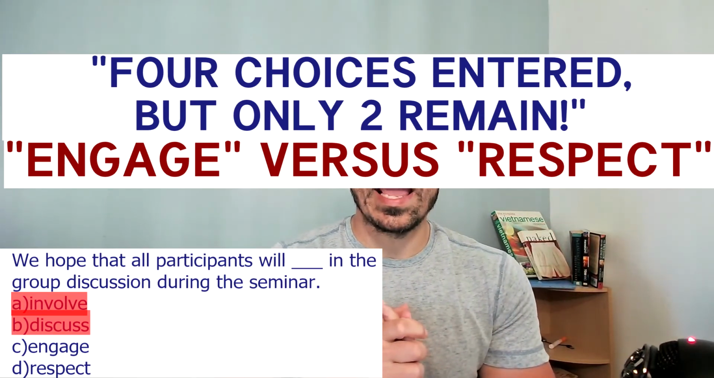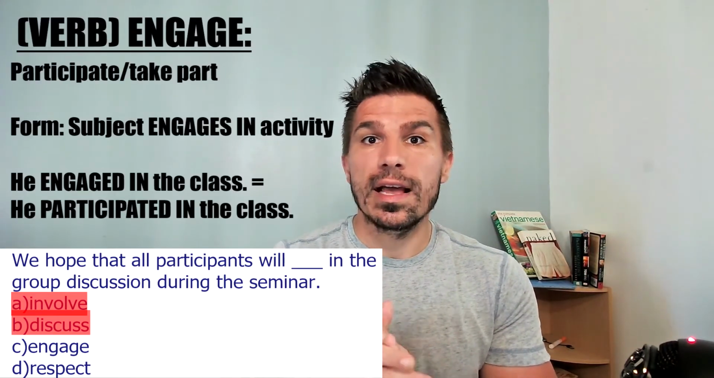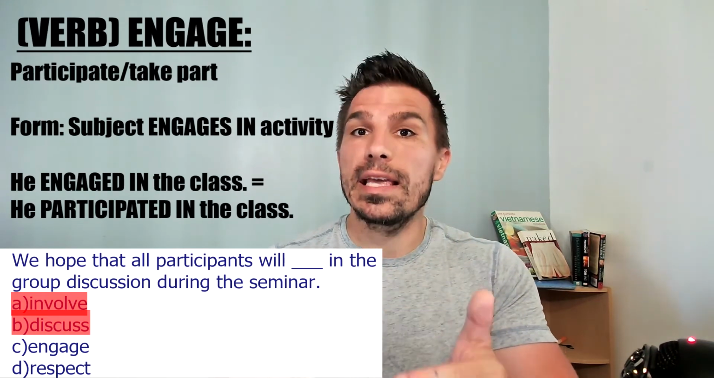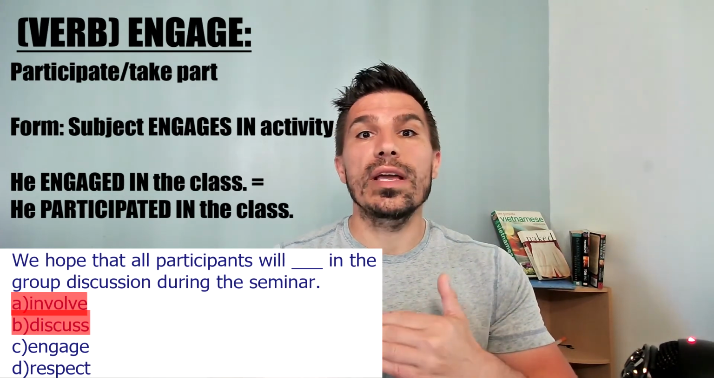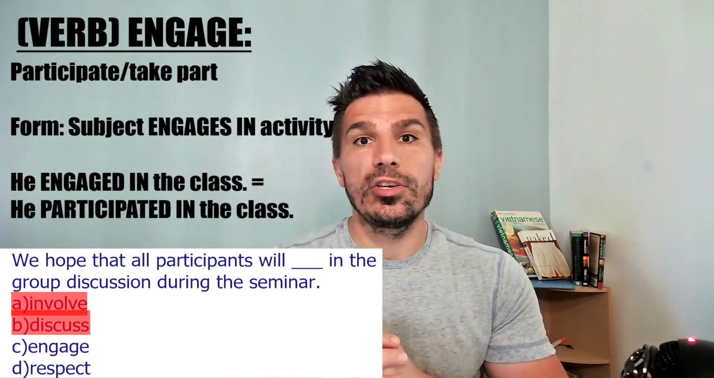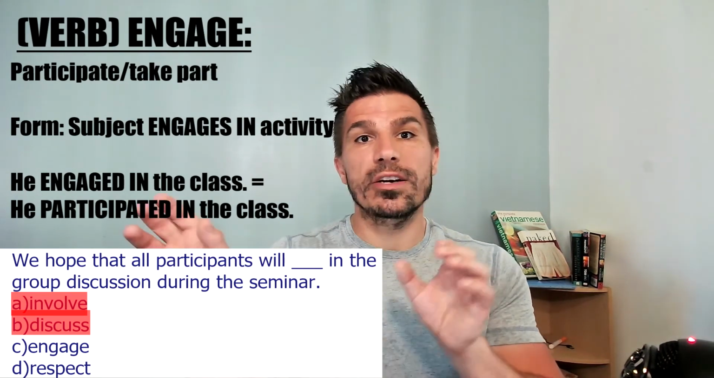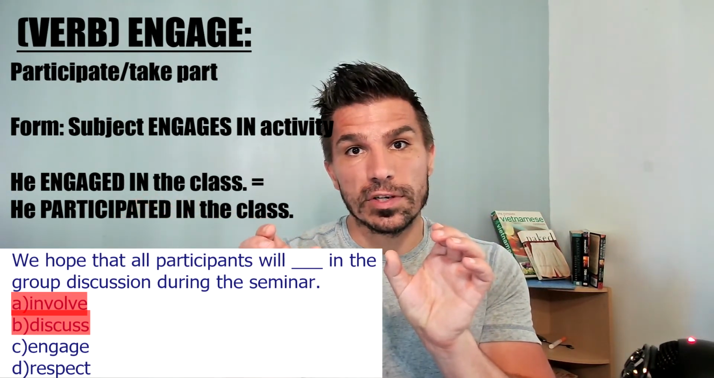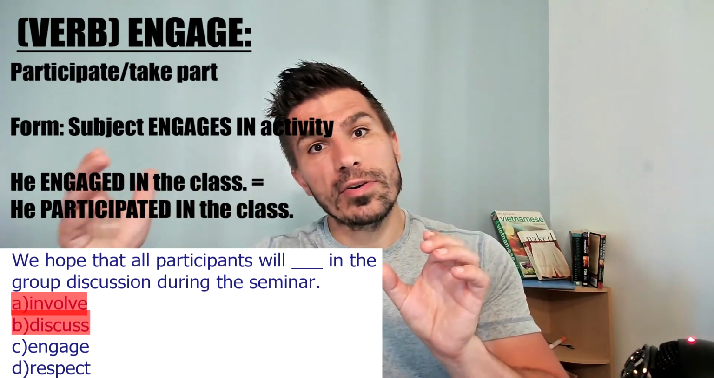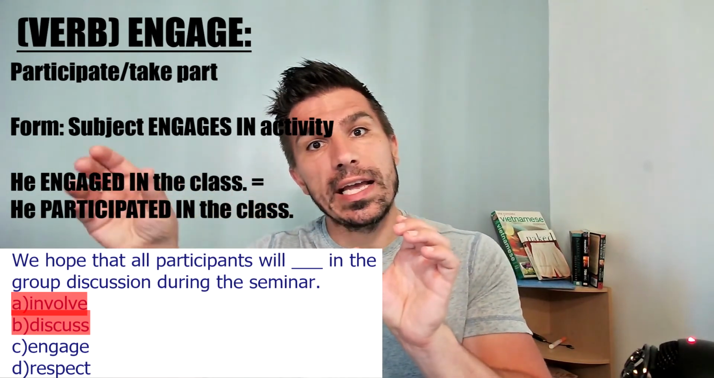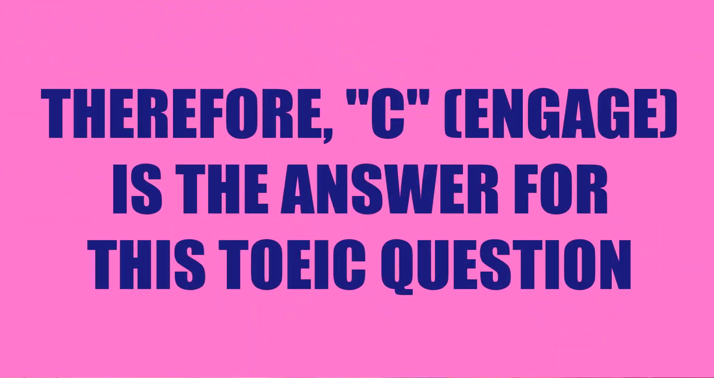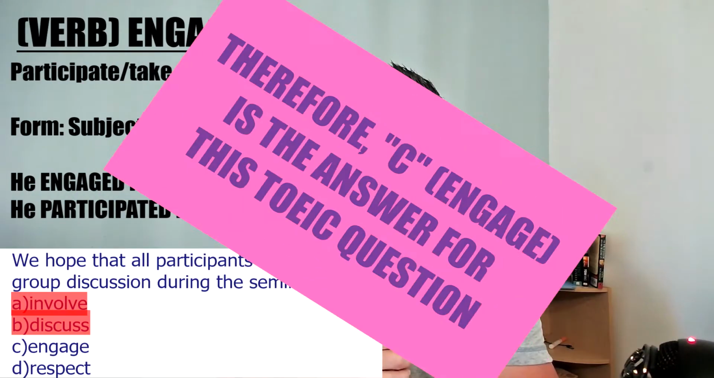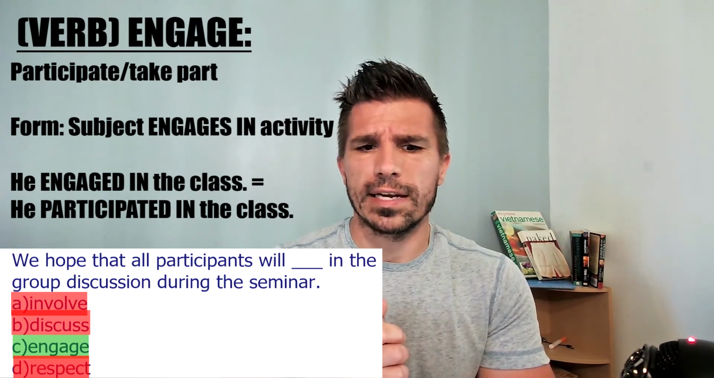Now, engage is like participate. I participate in the class. I engage in the class. So if you engage in something, you participate in something. If you use it as a verb and you're talking about an activity, you engage in an activity. You participate in an activity. So the best answer is engage. I could say, I engaged in an interesting conversation with my friend.